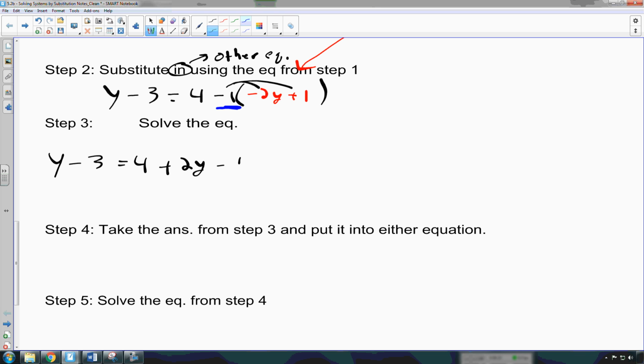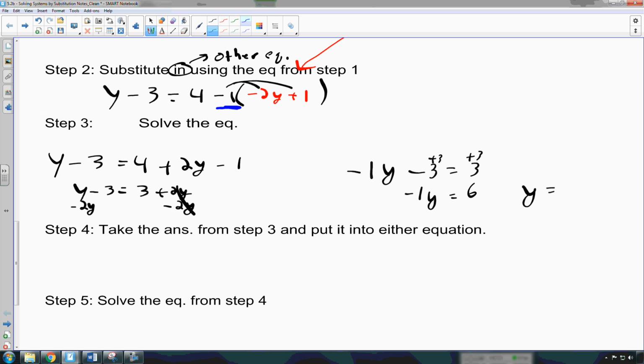So we got y minus 3 equals 4 plus 2y minus 11. We have 3 plus 2y, and this is y minus 3. We got to get y alone. So I'm going to subtract 2y on both sides. If I do that, I have negative 1y, minus 3 equals 3. Negative 1y equals, add 3 to both sides, 6. So y equals negative 6. That was the biggest step. There's a lot of work involved in that step.